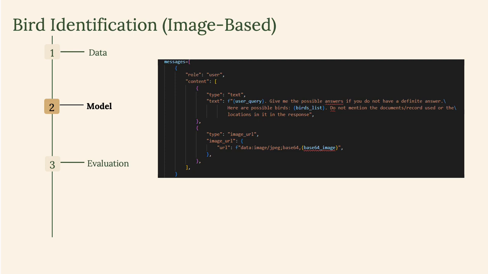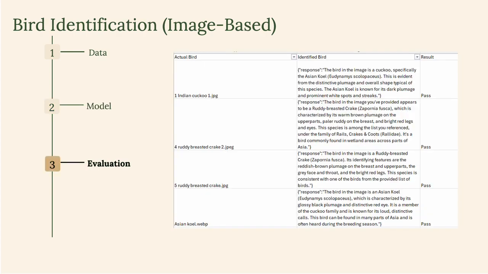When a user submits an image, it's resized, converted to JPEG, and encoded in base64. A detailed prompt combines the user's text query, the bird image, and a predefined list of bird names. The AI then analyzes both to identify the bird or suggest matches.